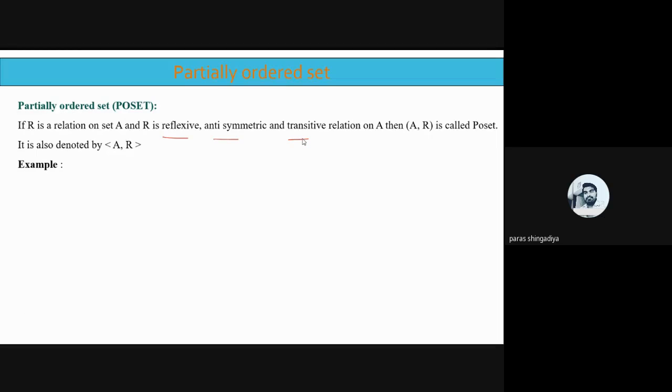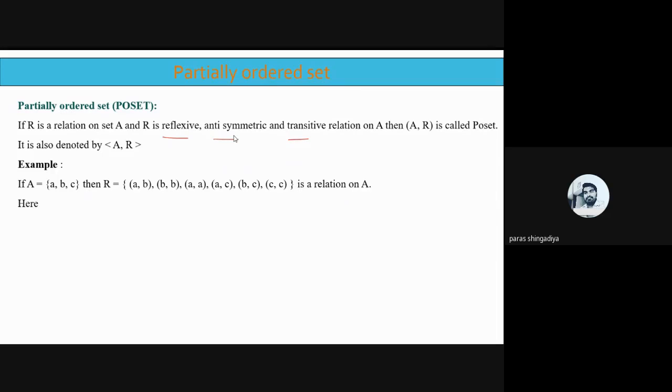And here one counter example is given: A is equal to {a, b, c}, and here one subset is considered from A cross A. The 9 pairs are included in A cross A, and I consider the 6 pairs which are mentioned in R, which is a subset of A cross A. We can say it is a relation. Now let us check whether it is a partially ordered set or not, meaning we'll check whether it is reflexive, antisymmetric, and transitive or not.